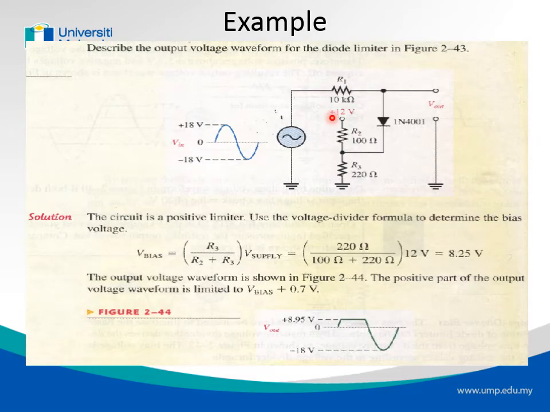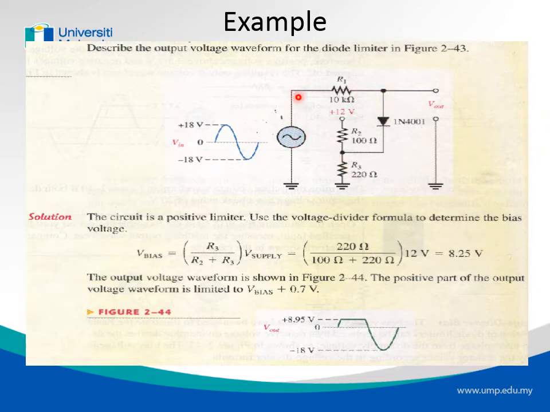So now we have an example where, instead of a constant V bias, we have 12 volt at V supply, but for V bias we want to use just a portion of that 12 volt. So V bias is the output of this voltage divider, which is R3 divided by the sum of R, which is R3 plus R2. So V bias that we have is only, instead of 12 volt constant, 8.2525 volt.